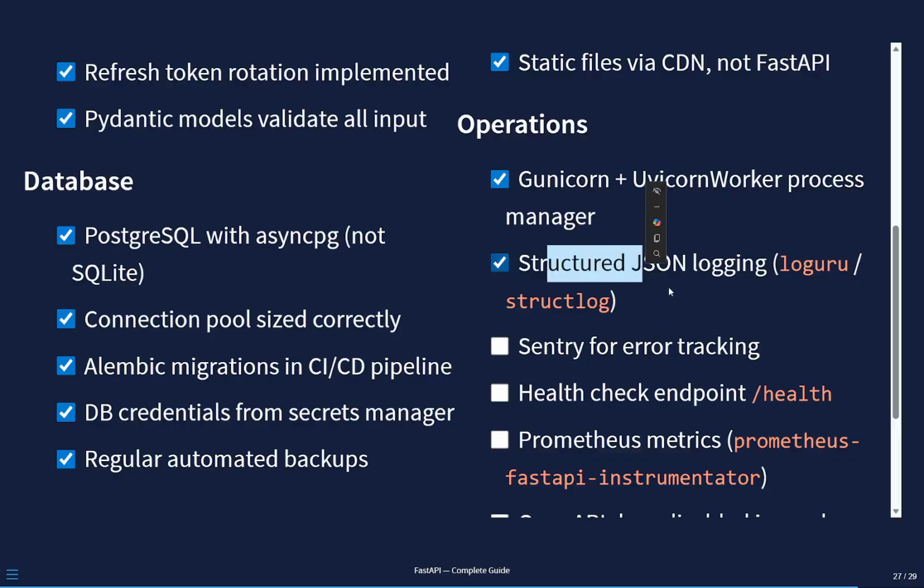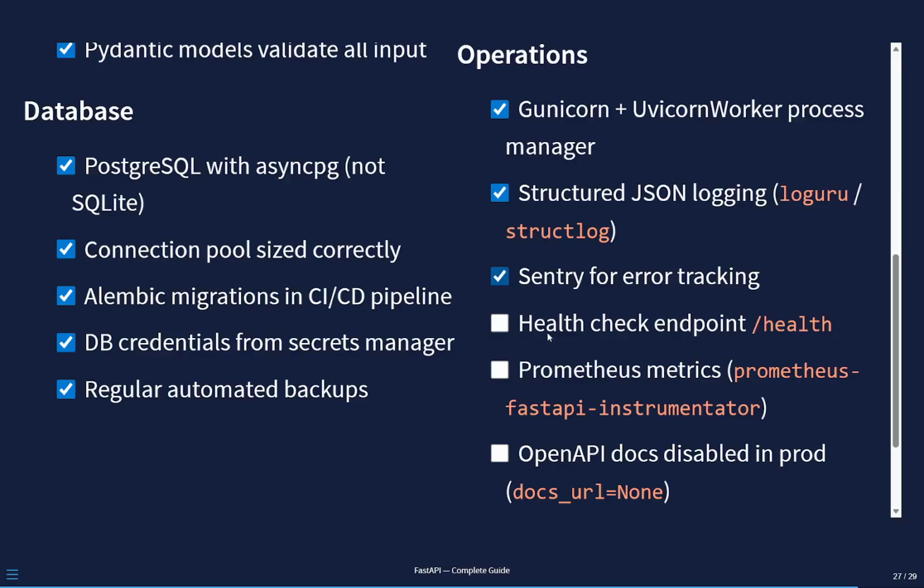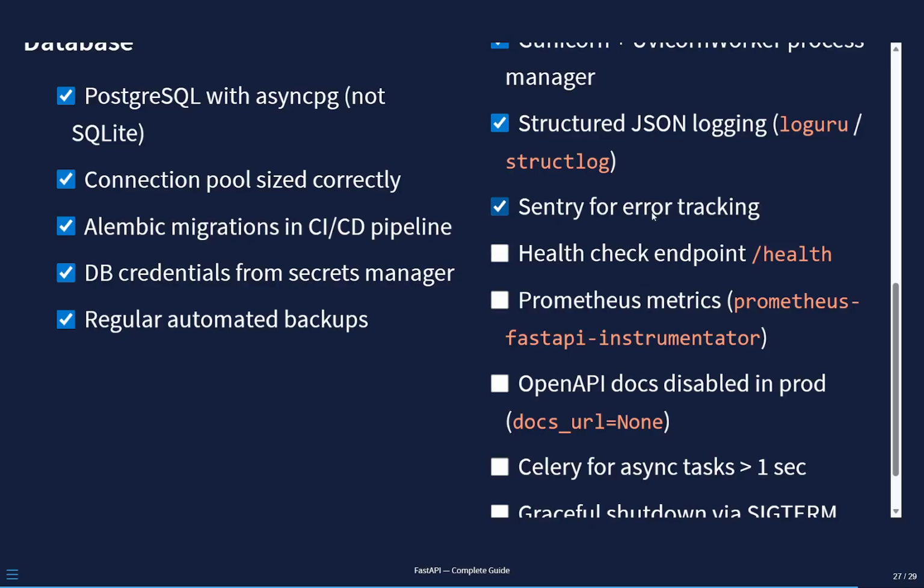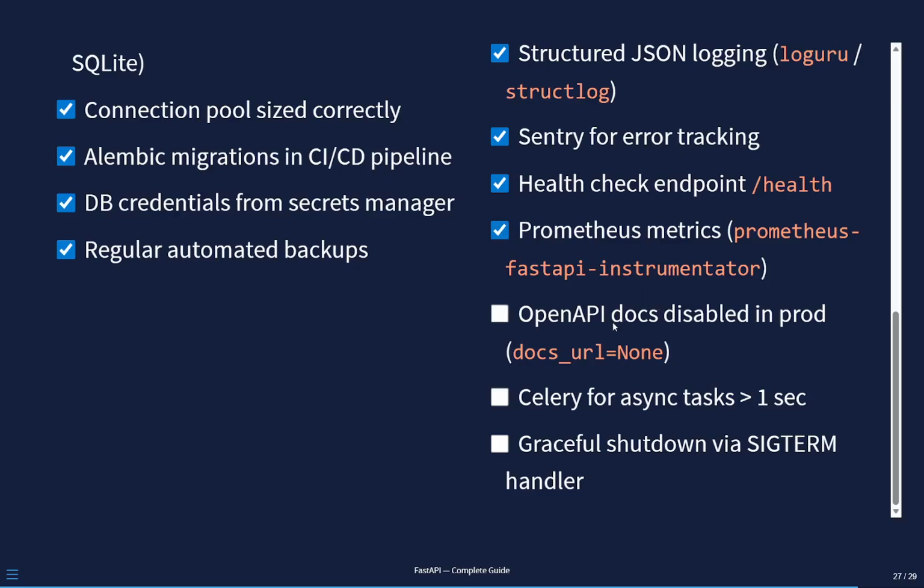Use Loguru or structlog for structured JSON logging. Greppable, parsable, and essential in production. Wire up Sentry for automatic error capture. Expose /health for your load balancer health checks. Add Prometheus metrics with prometheus-fastapi-instrumentator. Disable the API docs in production with docs_url equals none, redoc_url equals none. There's no reason to expose your API schema to potential attackers.